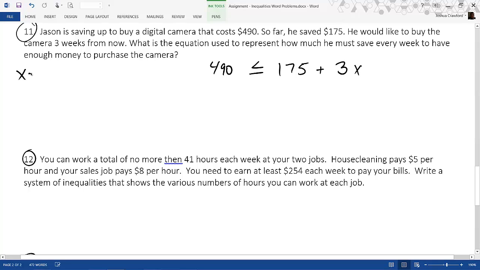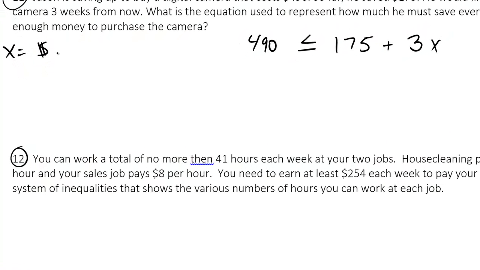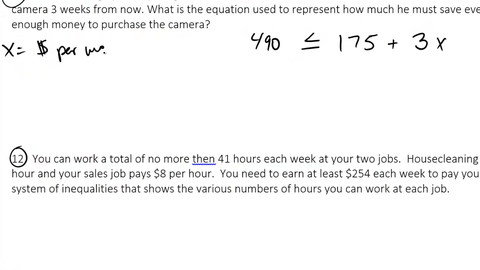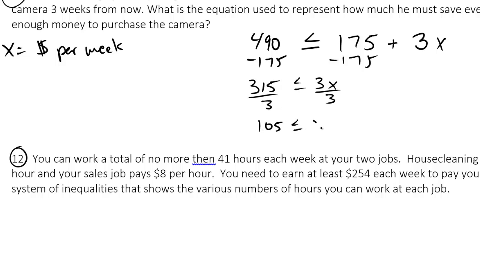And x will equal the money per week that you need to save. So let's go ahead and solve for x to see how much money we need per week. Solving for x, we're going to subtract 175. That'll be 315 is less than or equal to 3x. Divide by 3. And that's going to be 105 is less than or equal to x.